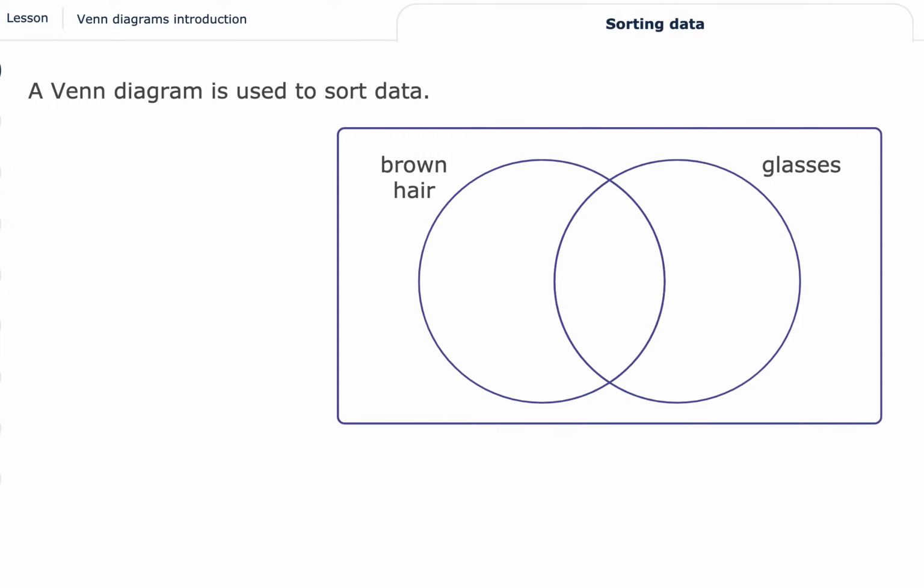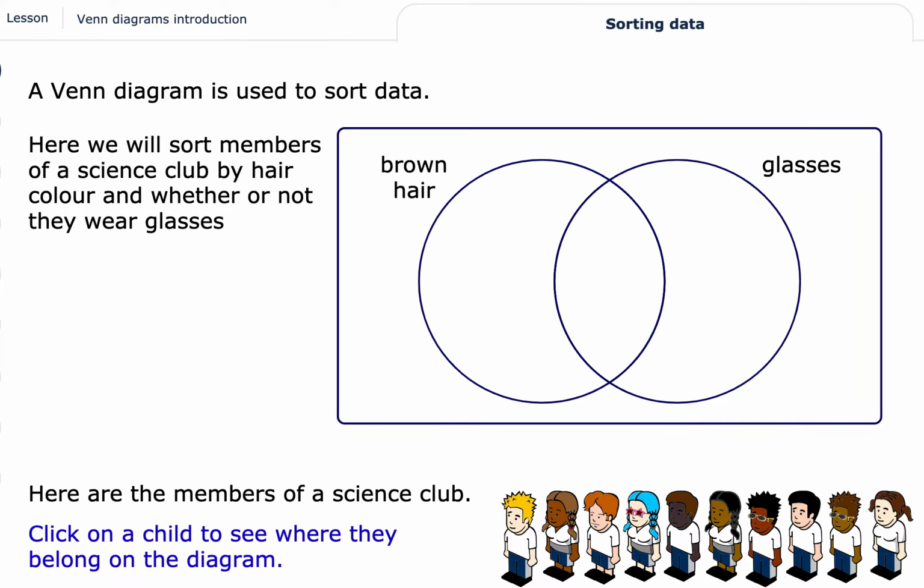Introduce Venn diagrams and all the set notations that we'll be using in the Venn diagram. If you see here, we have a rectangle shape and two overlapping circles. On the left is brown hair, and on the right is glasses. Here we will sort members of a science club.